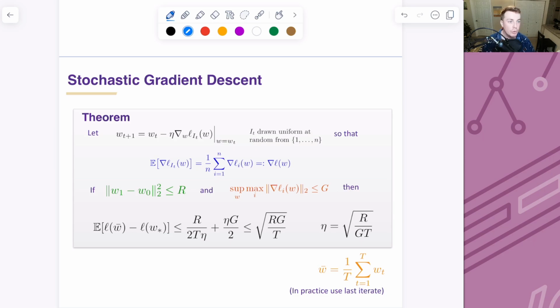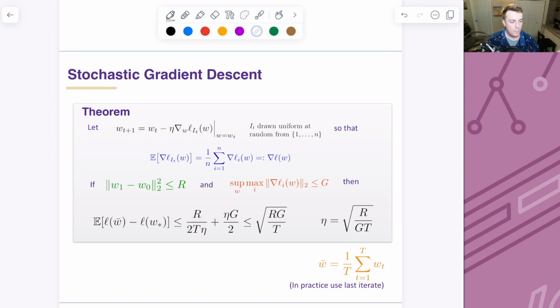I'm going to go through all these parts because it has a lot of assumptions, or a lot of setup. I want you to understand this slide, and then the rest of the proof I'll walk through, and then we'll talk about it in detail. So what is this theorem saying? We're starting with our standard stochastic gradient descent setup.